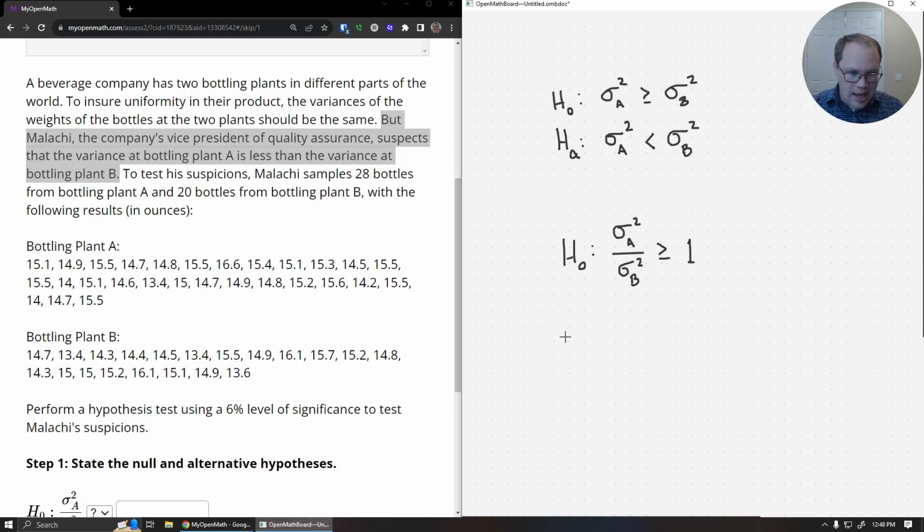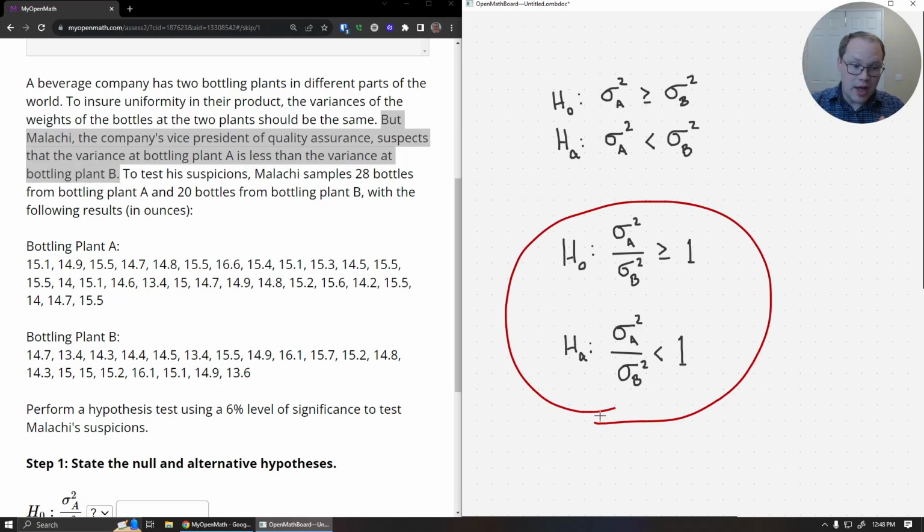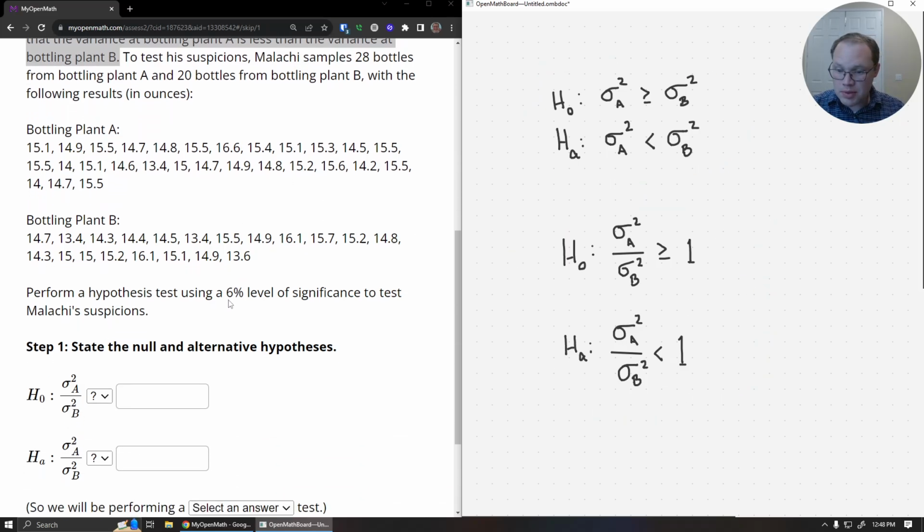Okay? And then I get something similar for the alternative hypothesis. Divide both sides by the variance from bottling plant B. I have the variance from bottling plant A divided by the variance from bottling plant B on the left side. And that's less than 1 on the right side. Okay? These are going to be the more useful hypotheses. Now, just to be clear, these are equivalent statements. They mean exactly the same thing. But this one is going to be a little bit more useful to work with. So that's the one that I want to pay attention to, and that's the one that the problem is asking about.